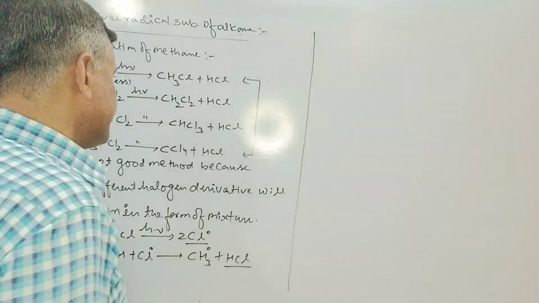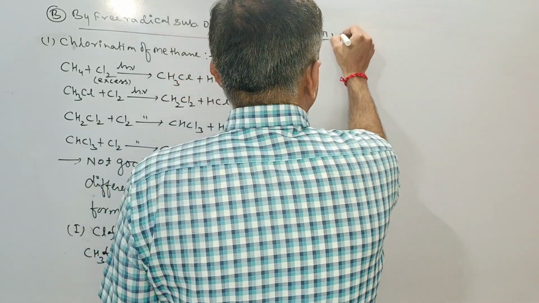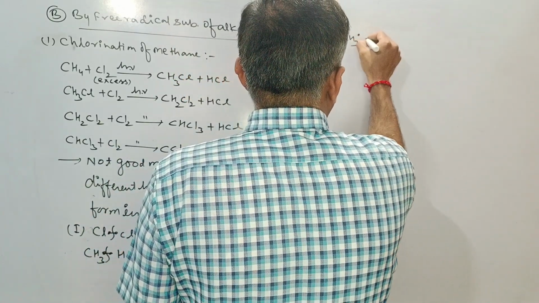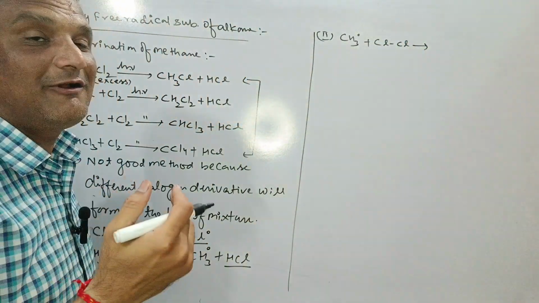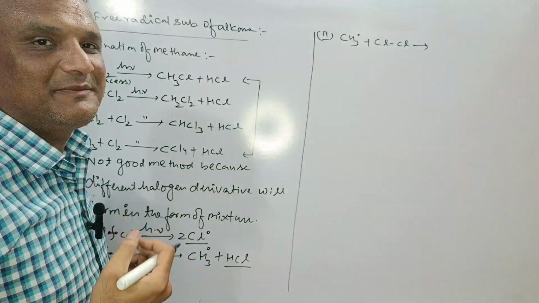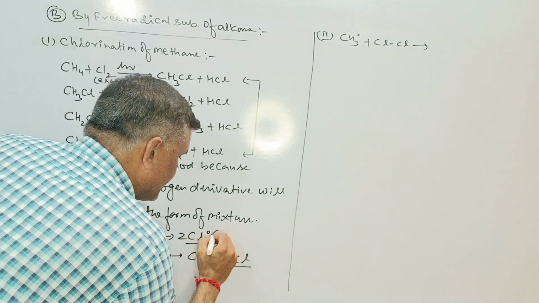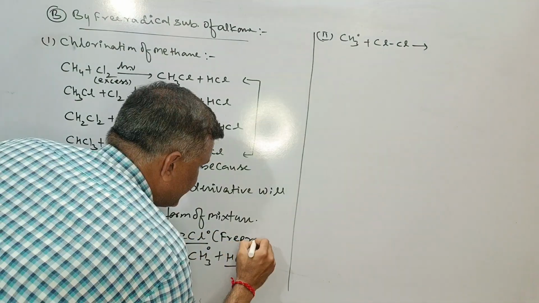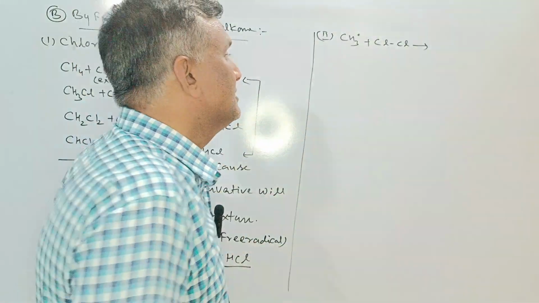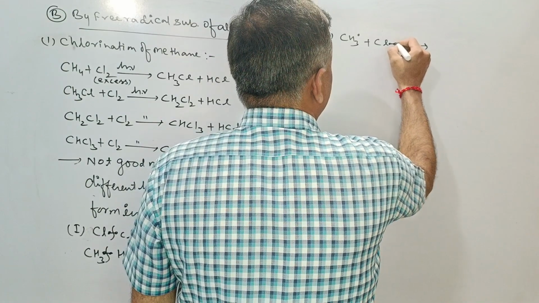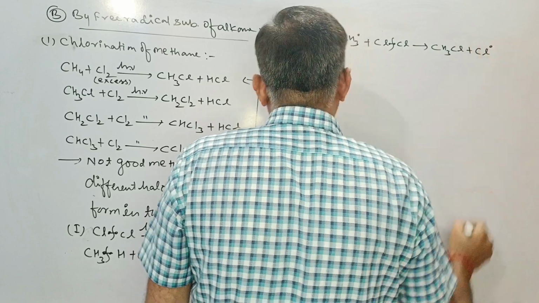Now this is the chain propagation step. This is your CH3 free radical, and a Cl2 molecule will attack it. Remember one thing: no process is 100% complete. That's why not all the Cl2 molecules change into free radicals. Some remain in the form of molecules also, so a molecule is used here. It will again undergo homolytic bond cleavage like this, forming CH3Cl with the formation of a Cl free radical.